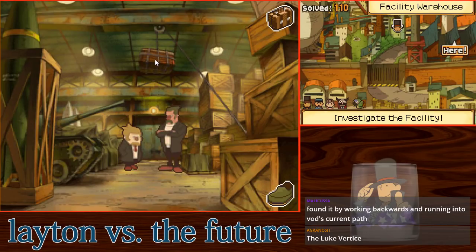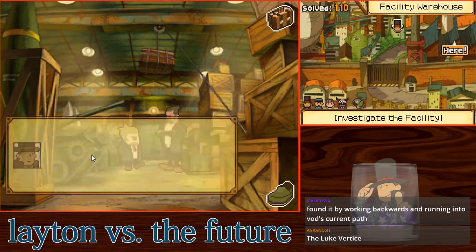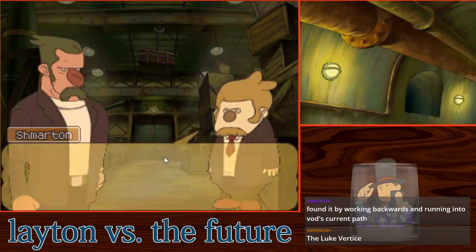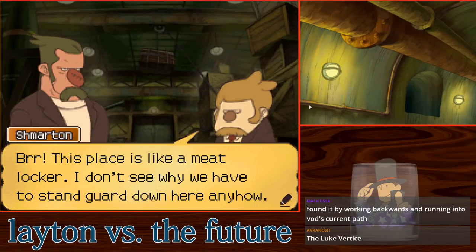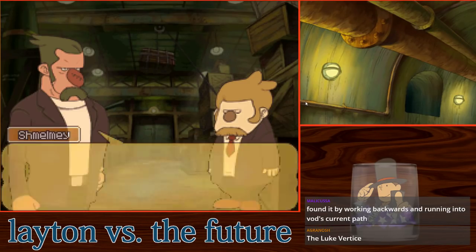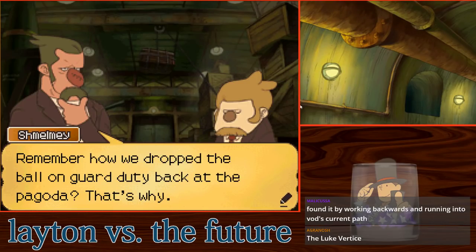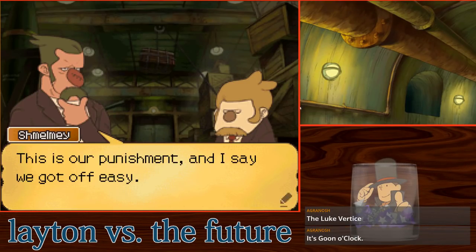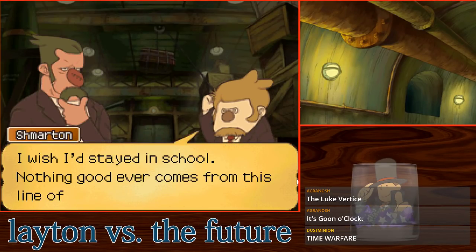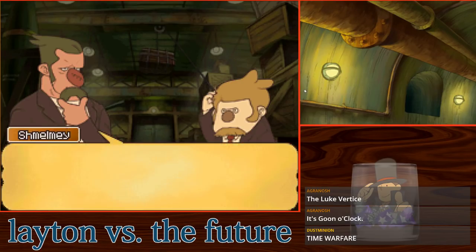Good. Oh, hello. Oh, it's you guys again. There's a tank! They have a tank! And a missile! Oh no. Well, the problem is now they can actually beat us up. Yeah, they've got a tank. I wish I'd stayed in school.